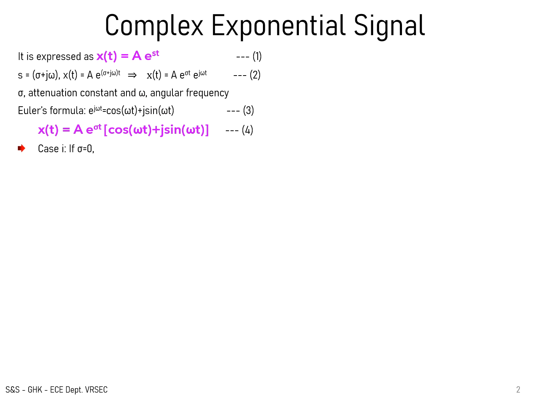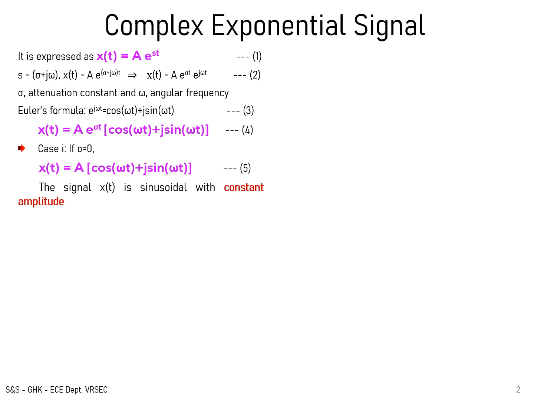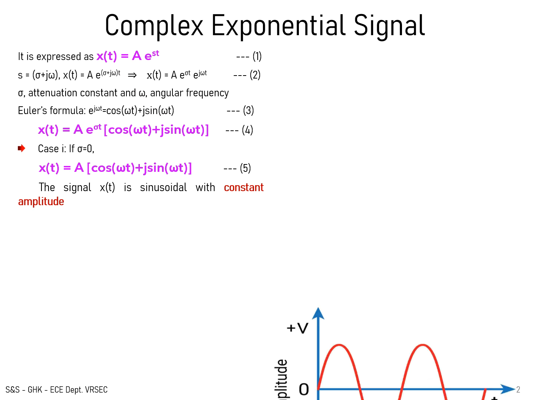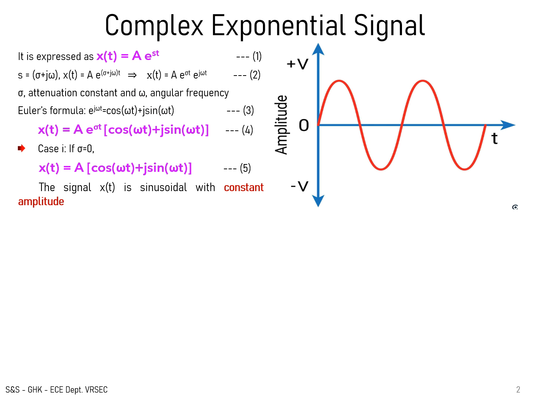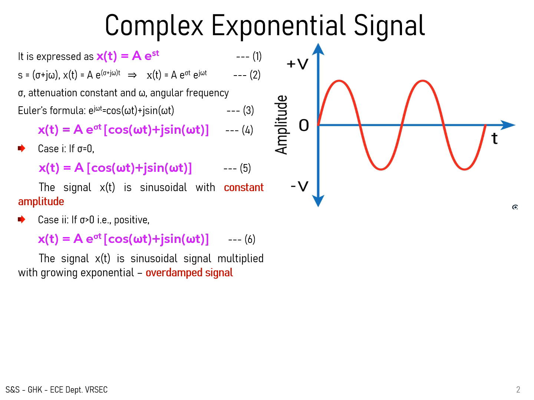Here, considering case 1, if sigma equal to 0, then the equation becomes A into cos omega t plus j sin omega t, which means the signal x of t is a sinusoidal signal with constant amplitude as shown in the figure. Such waveforms we call sustained oscillations, which are generated by the generator or oscillator circuit.